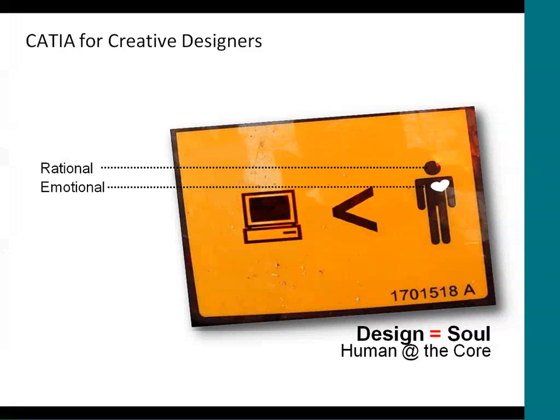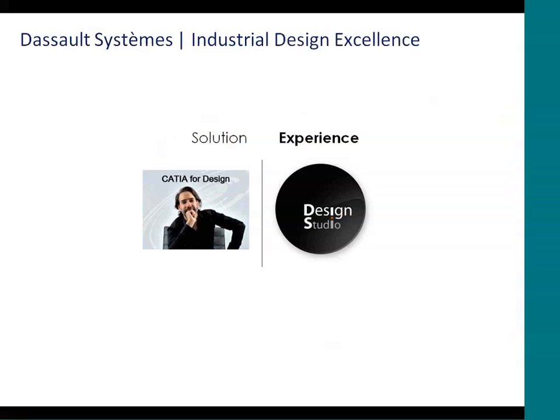Before jumping into the solution, everybody knows CATIA for the rational parts of the product. CATIA is heavily used in the engineering department for the functional aspect of the product, and most of our customers also need to communicate the emotion of their product, which is communicated through the styling and design. So it was very important for Dassault Systemes to have a product and solutions for the design studios.